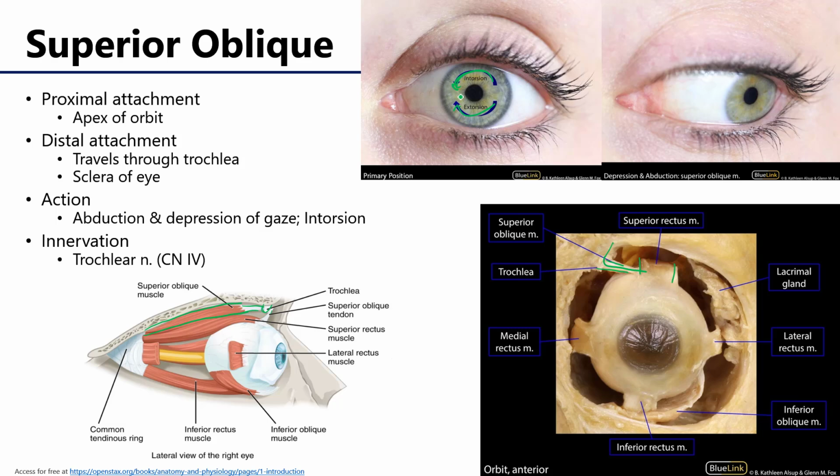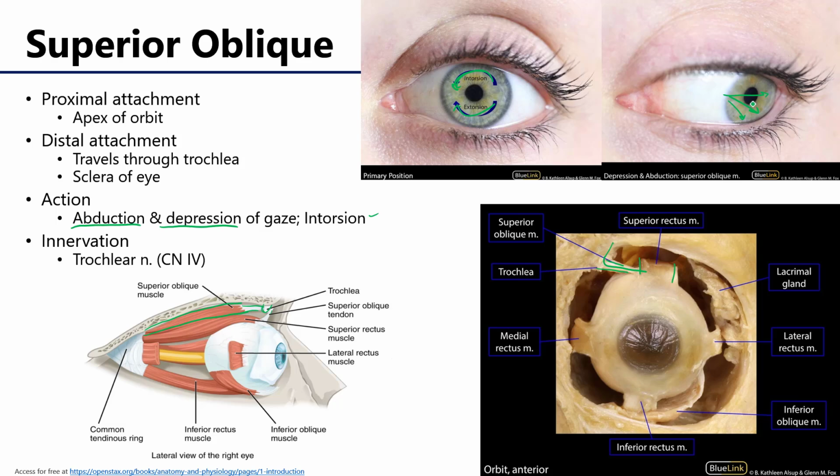In addition to intorsion, the superior oblique muscle also abducts and depresses gaze. So abduction is the movement of gaze laterally, and depression is the movement of gaze inferiorly. So we have this abduction and depression of gaze, complements of the superior oblique muscle.